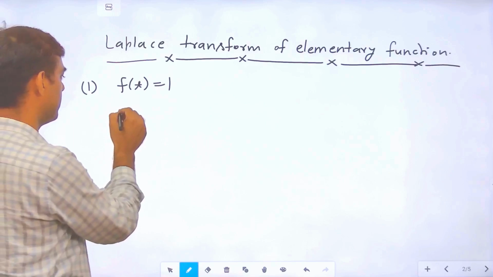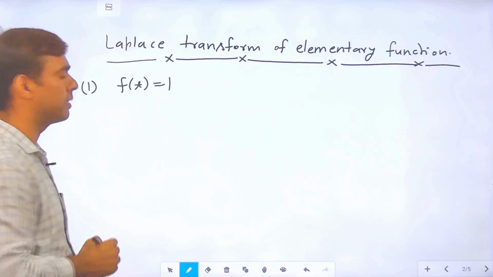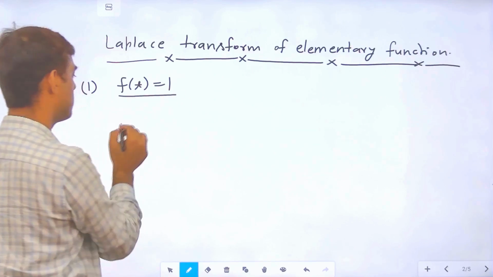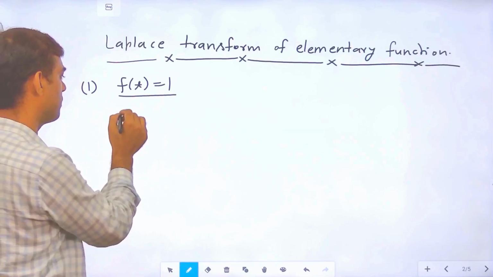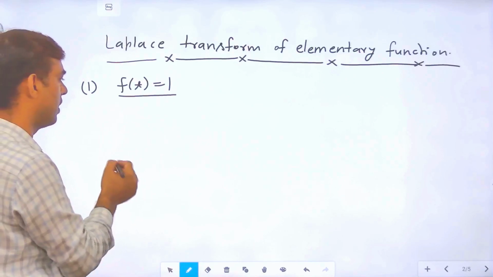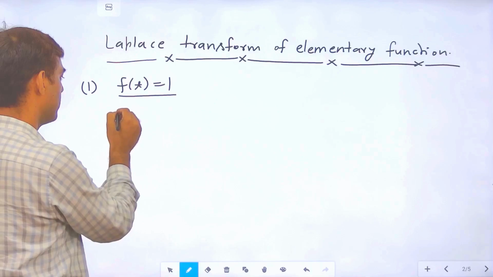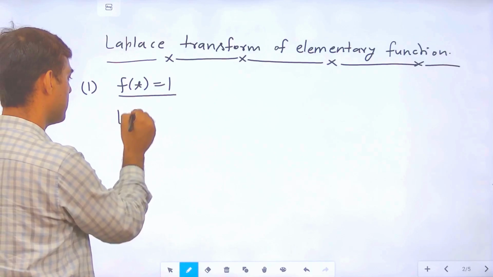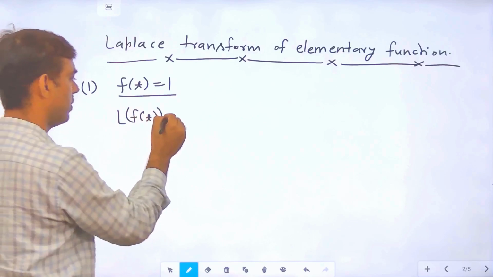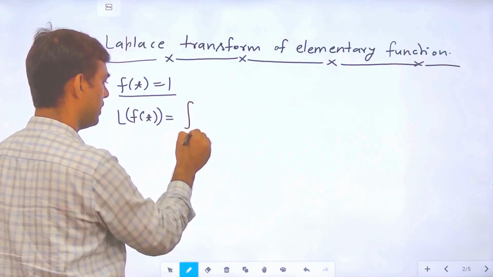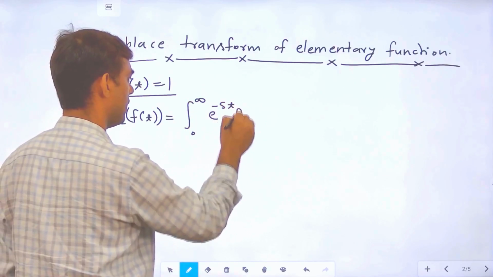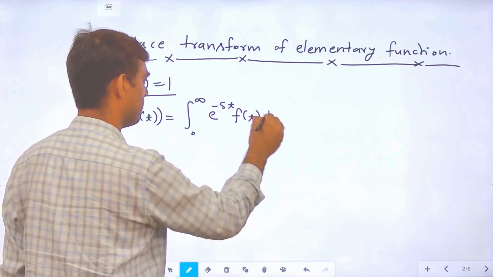Now how do we find the Laplace transform of this function? It can be found with the help of the definition of the Laplace transform. As we know, the definition of the Laplace transform of f(t) is the integral from 0 to infinity of e to the power minus st f(t) dt.